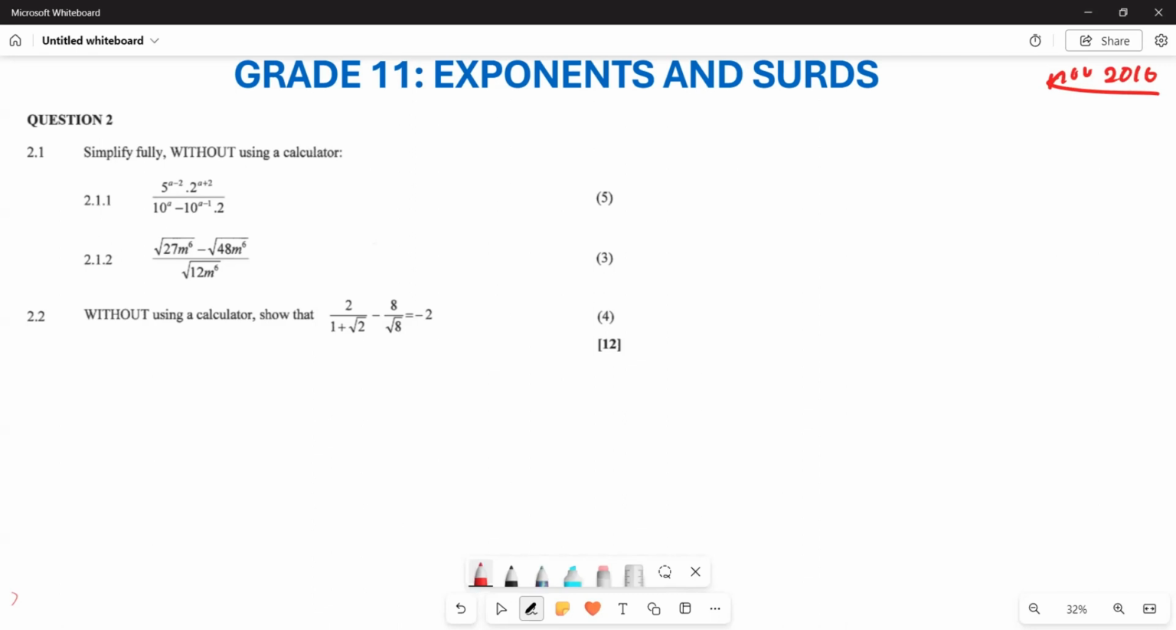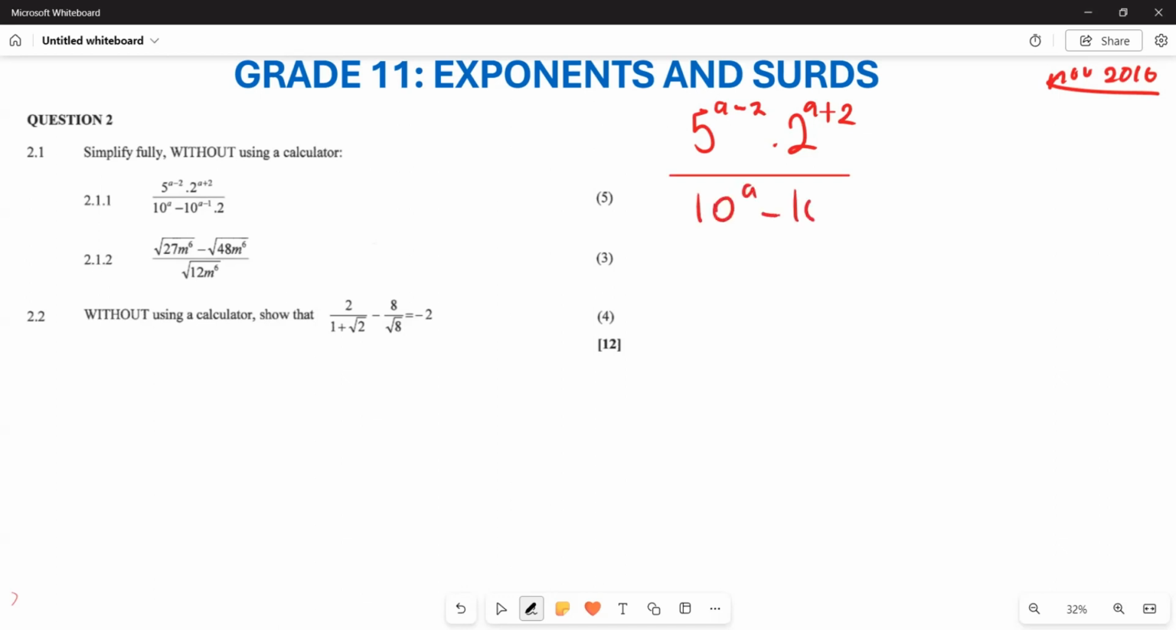In this one specifically, you are given 5 to the power of a subtract 2, multiplied by 2 to the power of a plus 2. This is going to be divided by 10 to the power of a subtract 10 to the power of a subtract 1 multiplied by 2. So basically that is going to be your problem.